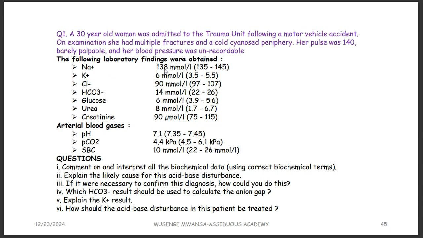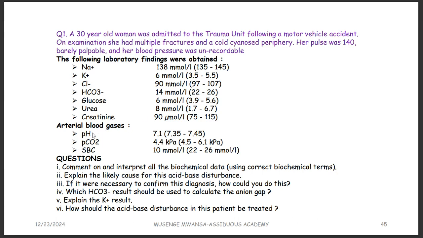Sodium is normal, potassium is high, chloride 90, that is low, bicarbonate is low, glucose, which is 6, is high, urea 8, that's high, creatinine is normal. Creatinine is telling us about the kidney, because it is going to be excreted there, so meaning the kidney function is fine.